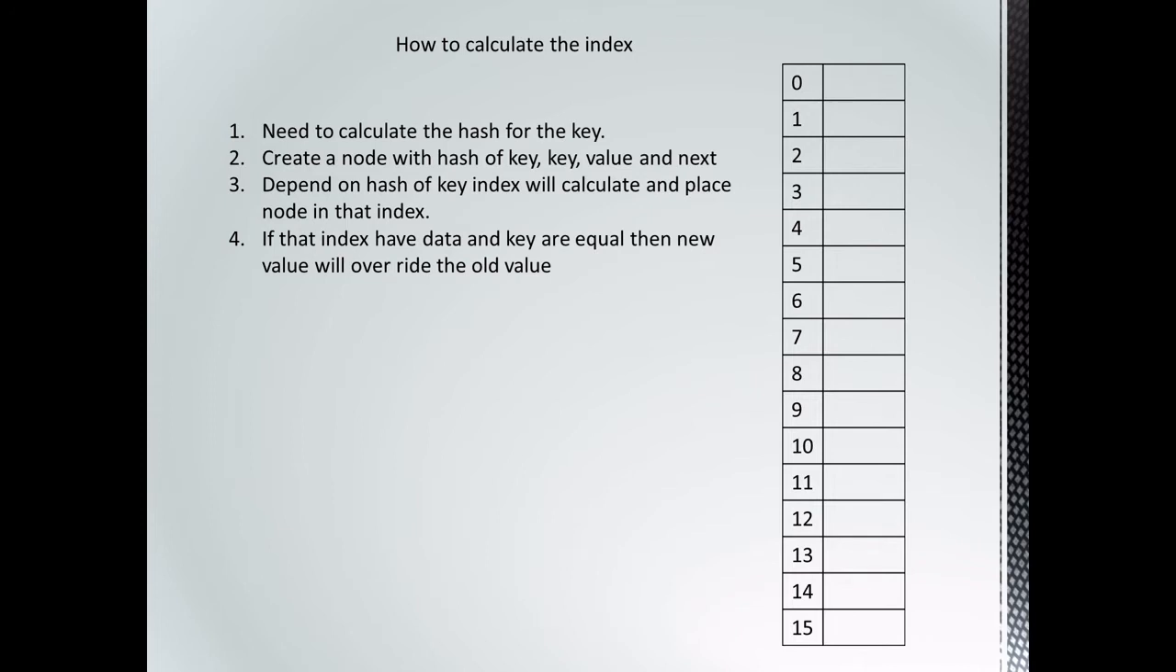If that index already has data, suppose both keys are different but produce the same hash. Then it will check the key. Suppose it's trying to get index 5; it checks the new key and the existing key. If they match, then the value will be overridden here. If they don't match, it will create another bucket here and store the data.